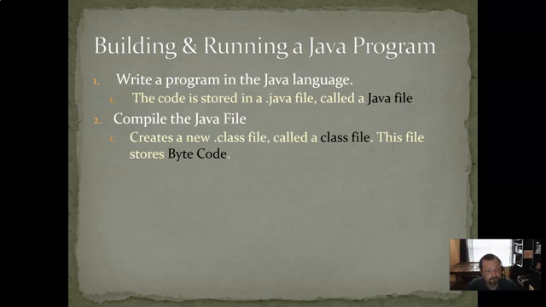Compile the Java file. When you compile the file, it creates a new .class file if the compilation was successful. We call it a class file, not a .class file. This file stores bytecode. Bytecode is code that can be understood by a Java virtual machine.